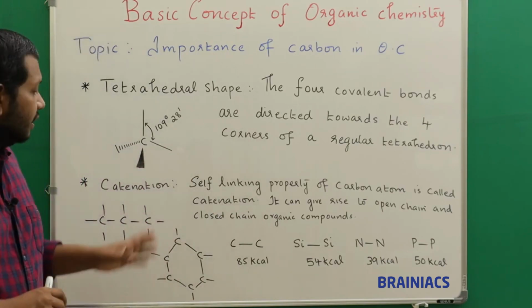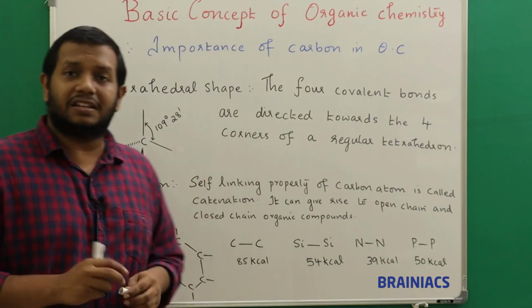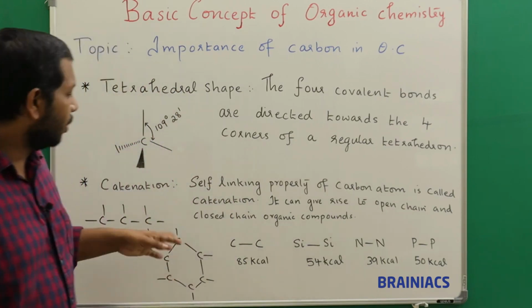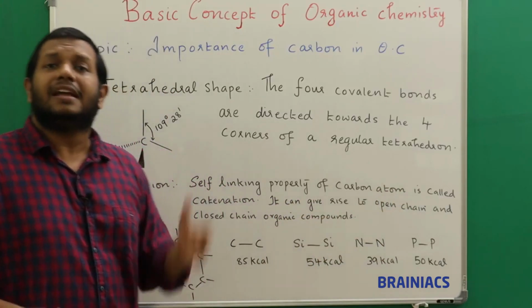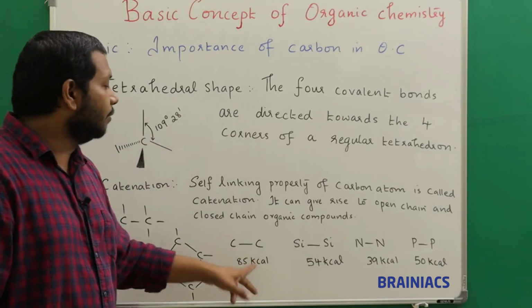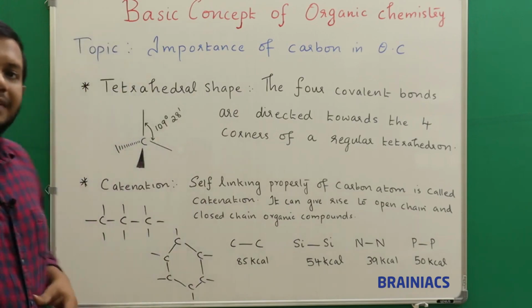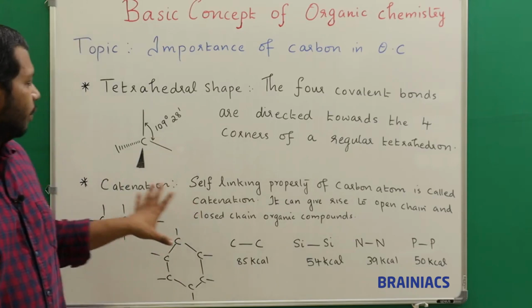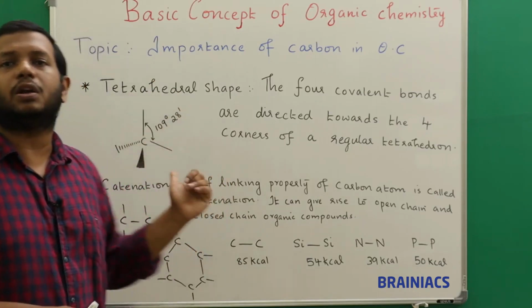So like this, carbon is capable of self-linking with each other, and experimentally it has been proved that if you take different elements, carbon, silicon, nitrogen and phosphorus, the catenation energy, in kilocalories for bond formation, is maximum for carbon, 85 kilocalories. That favors catenation. That is another important reason why carbon forms the fundamental. So the most important property is catenation. Other properties are also there, but give priority to catenation.